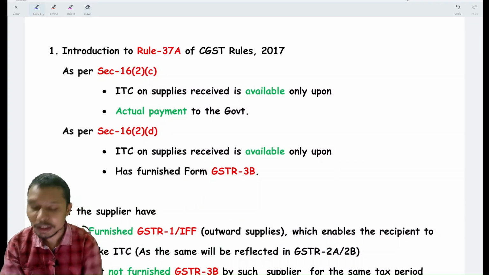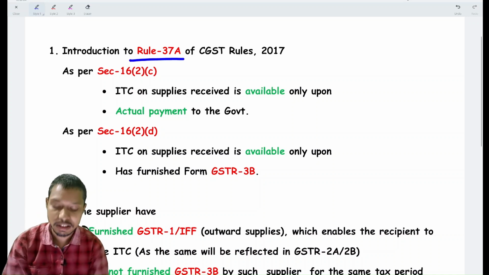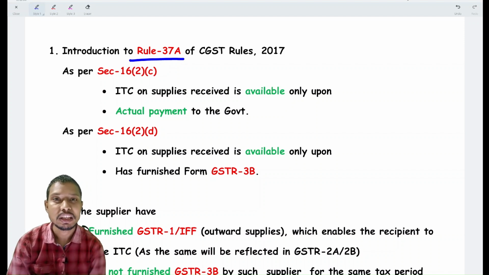Today our topic is Rule 37A. Before discussing Rule 37A, let's discuss Section 16 subsection 2 clause C and Section 16 subsection 2 clause D. Basically, Section 16 subsection 2 talks about the conditions which need to be fulfilled in order to claim input tax credit, among which we will be discussing two conditions which are relevant to Rule 37A.